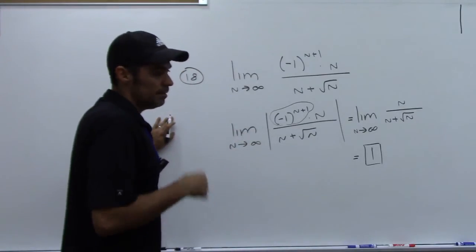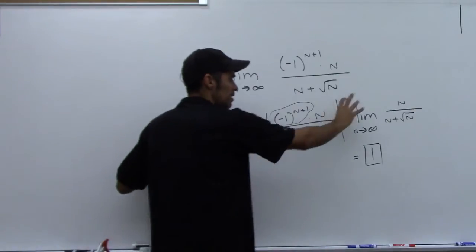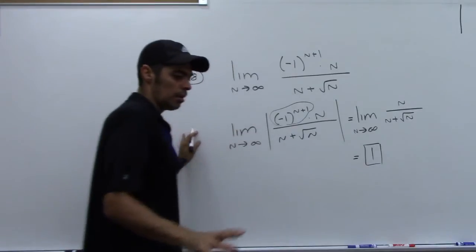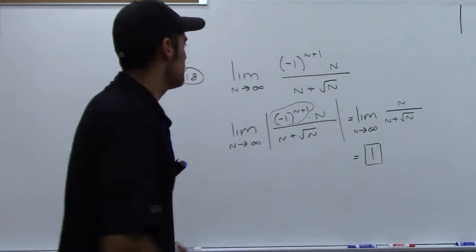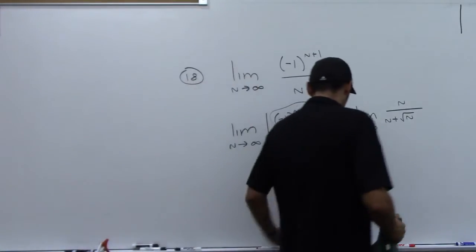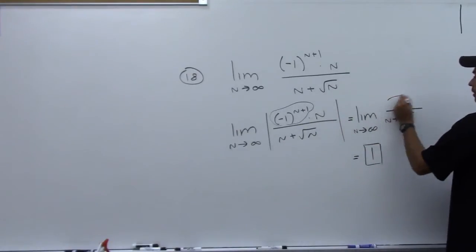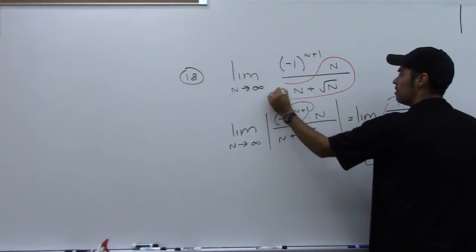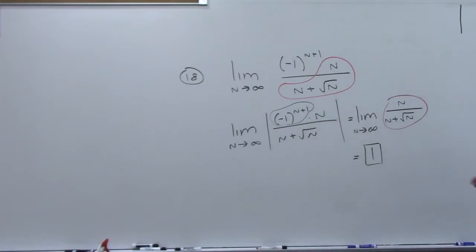Because the theorem said that it had to go to 0. If the absolute value goes to 0, then that goes to 0. But if it goes somewhere other than 0, then it doesn't work. So what we know is this: we know that this piece right here, which really is constituted by this piece, is headed to 1.